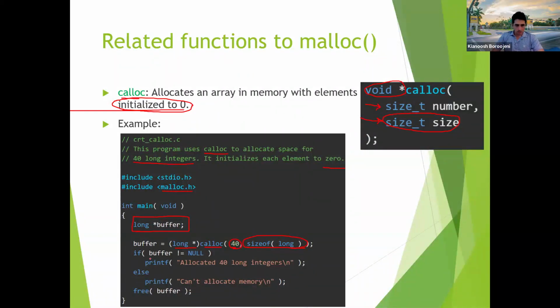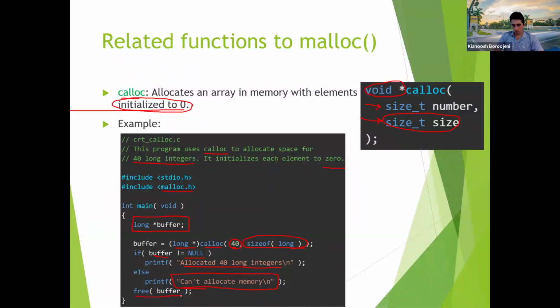Right? If the return value is null, that means you cannot allocate memory. So that's basically an error message that you'll see. But if the return value, which is the buffer, is not null, then you print out allocated 40 long integers successfully and do whatever you want to do with the buffer. This example doesn't want to do anything, it just wants to free it at the end.